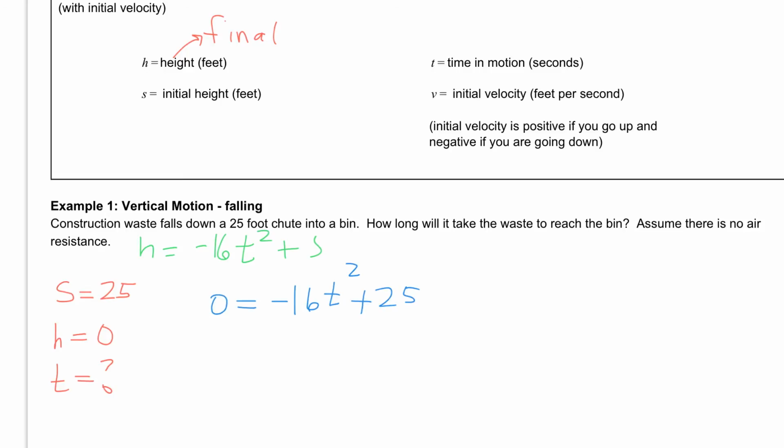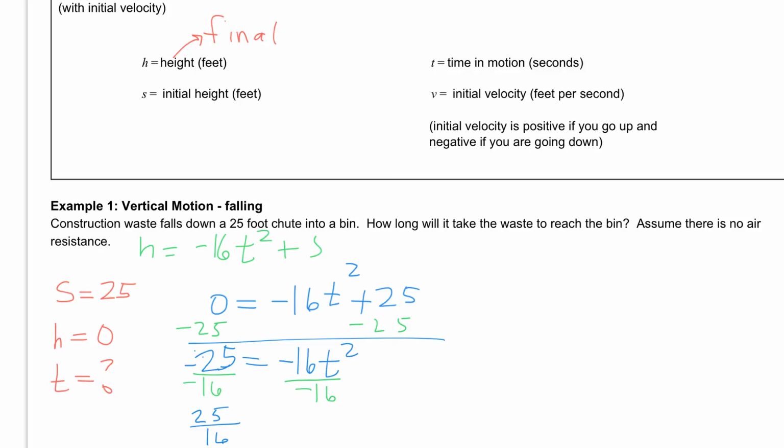Now to solve for t, the very first thing we have to do is get rid of the 25, and we can do that by subtracting 25 from both sides. And if we subtract 25 from both sides, we get negative 25 equal to negative 16 t squared. And then we divide both sides by negative 16. And we get 25 over 16. It's positive because we have a negative divided by a negative, equal to t squared.